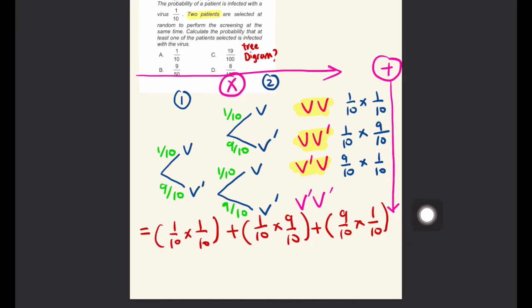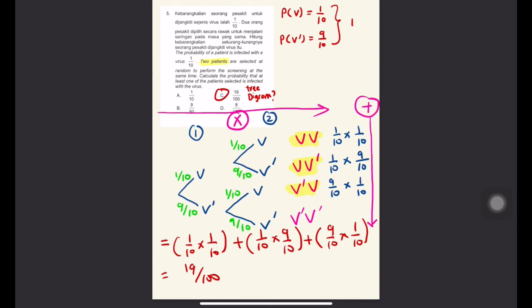Okay, so press your calculator carefully. You will get 19 over 100. So your answer is C. Okay, so that settles the objective questions. I hope you understand the explanation of this question 5.